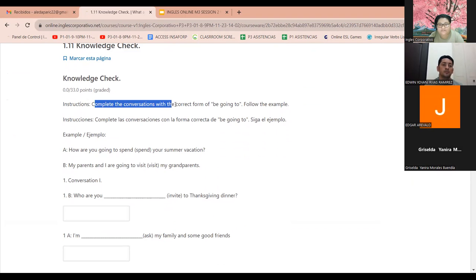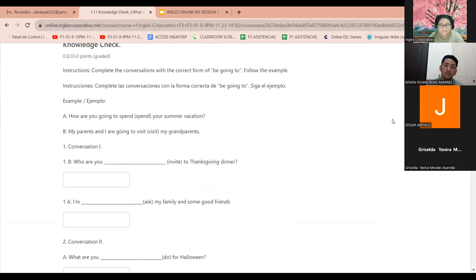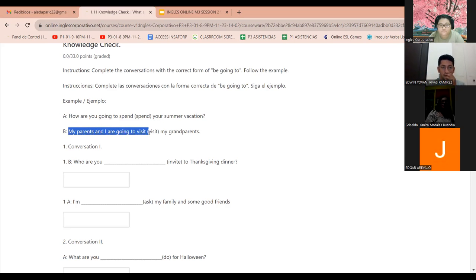It says, complete the conversation with the correct form of be going to. Follow the example. Now we have the example here, A and B. The first one, how are you going to spend your summer vacation? Here we use the verb in the brackets. My parents and I are going to visit. Visit, right? My grandparents.